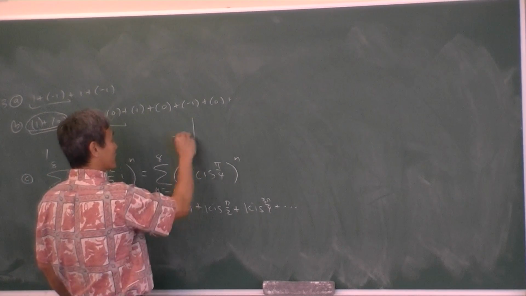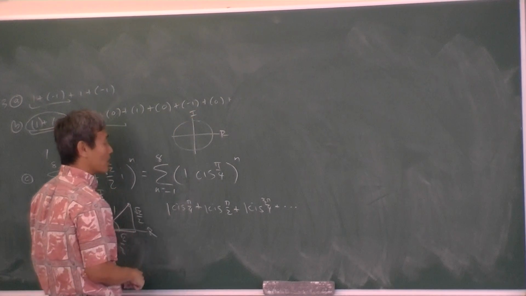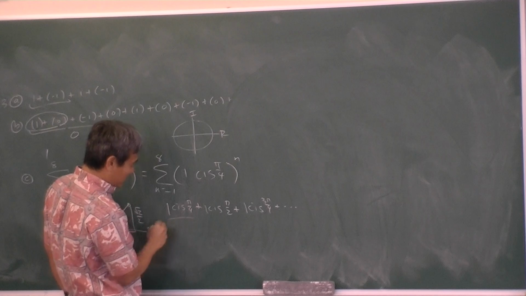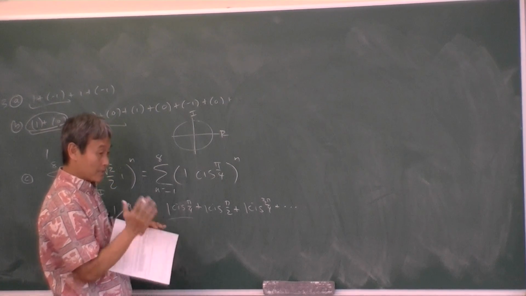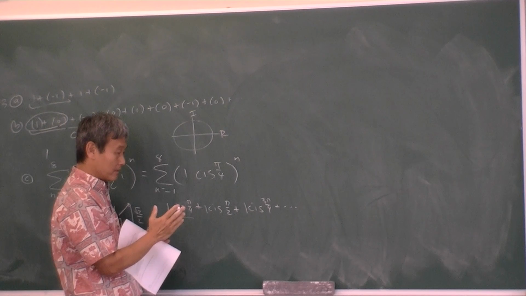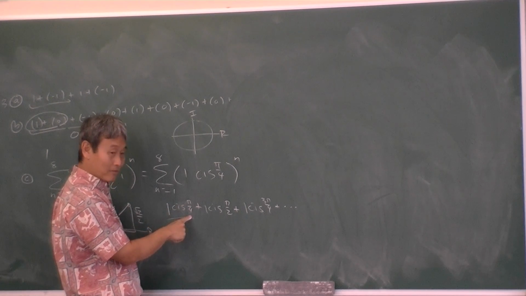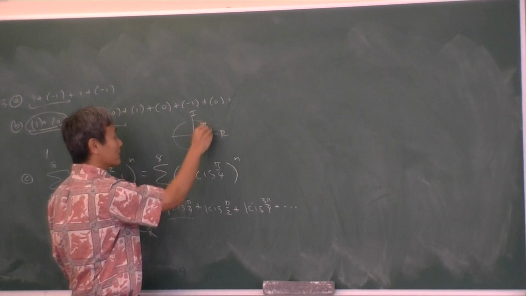Okay, let's draw a picture. This is in a complex plane now. This is a circle of radius 1. How do you draw this? Remember, a complex number is a vector in the complex plane. What is the length of the vector? And it makes an angle of pi over 4. So if you draw it, there it is.